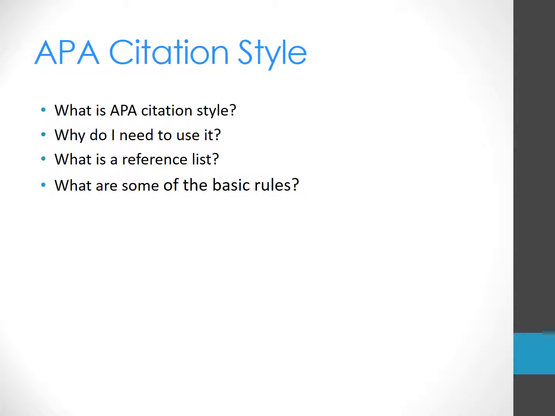So why do you need to use APA or a documentation style? Well, when you're doing academic research, you must give credit to the information sources you used, whether you directly quoted or paraphrased the author. APA citation provides the reader of your paper or project with the information needed to locate any of the sources that you cited.